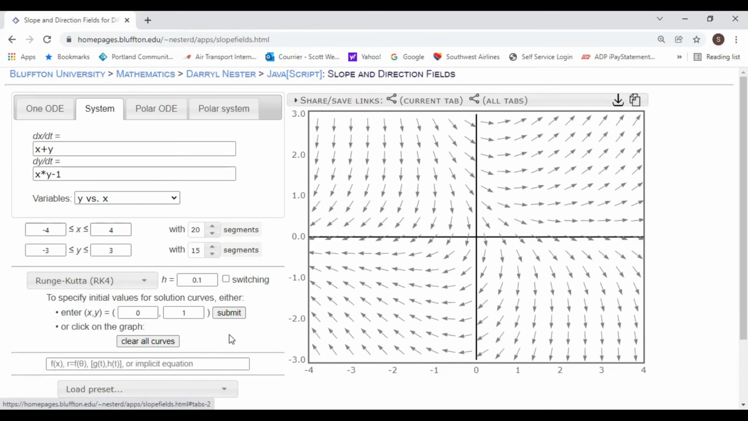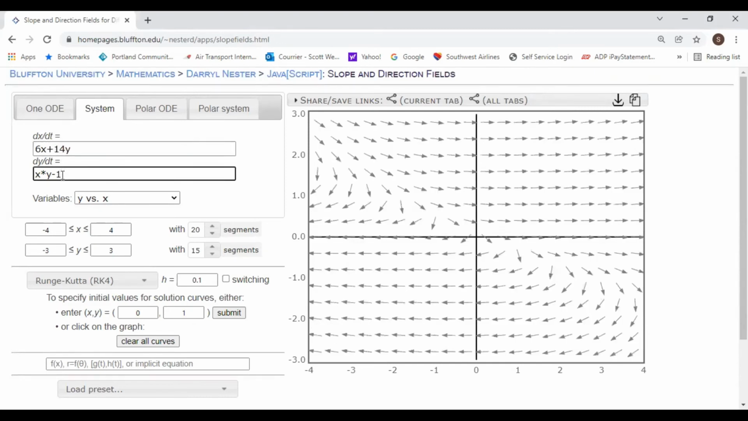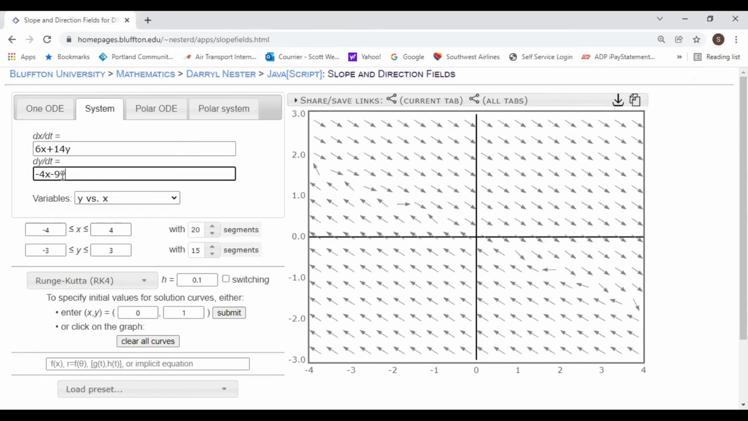So if we look at the particulars here, the system that we want needs to have coefficients of 6 and 14 on the x and the y respectively on the first one. And then it needs to have -4, -9 for the x and the y on the second one. Okay, so what do we have going on here?